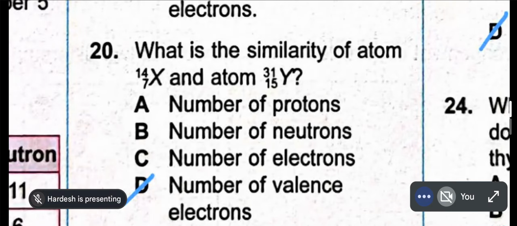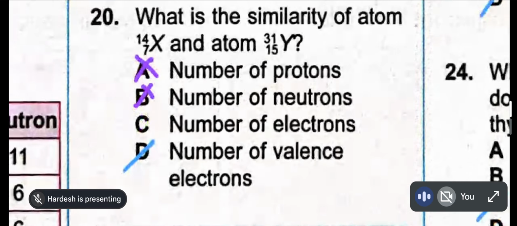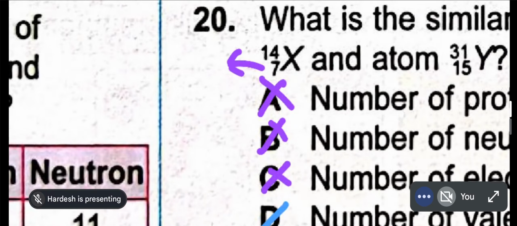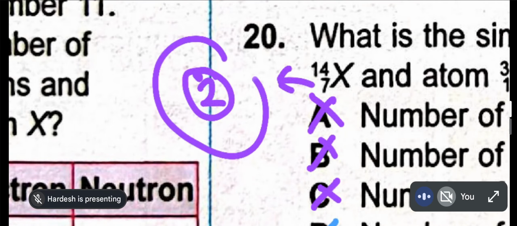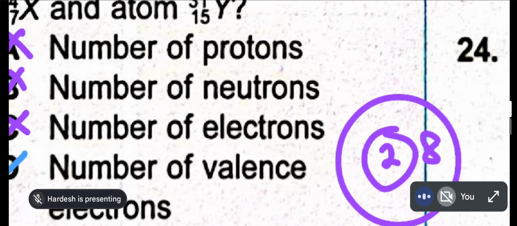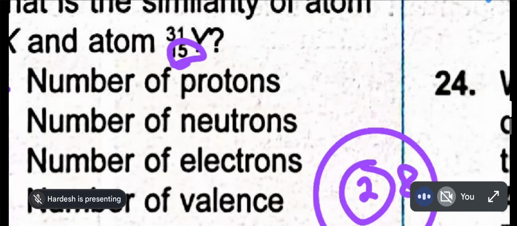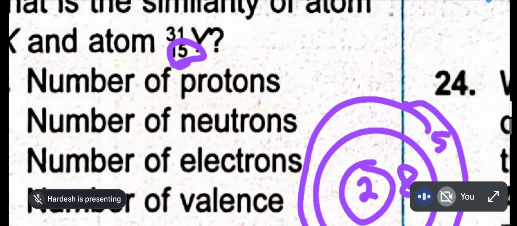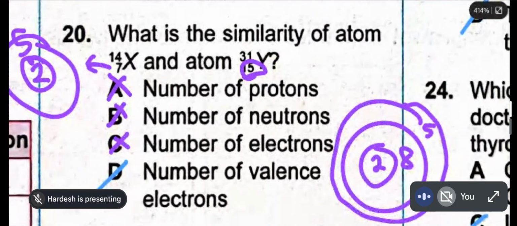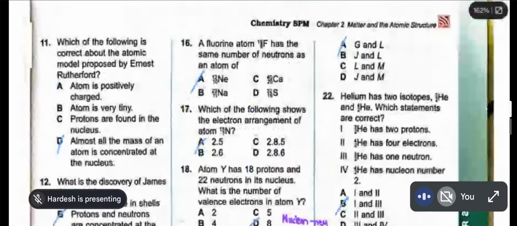What is the similarity? Number of proton definitely not. Number of neutron also definitely not. Number of electron also not. So it's only valence. Why? Come, let's count. 7: 2 in the first shell, meaning 5 in the second. Now 15: 2 in the first shell, 8 in the second shell. So 2 plus 8, 10. 15 minus 10, 5 in the third shell. So the third shell is the valence one. Here the second shell is the valence one. Meaning the answer is donkey. Can you understand or not? Can, bro. Okay, now we go on.